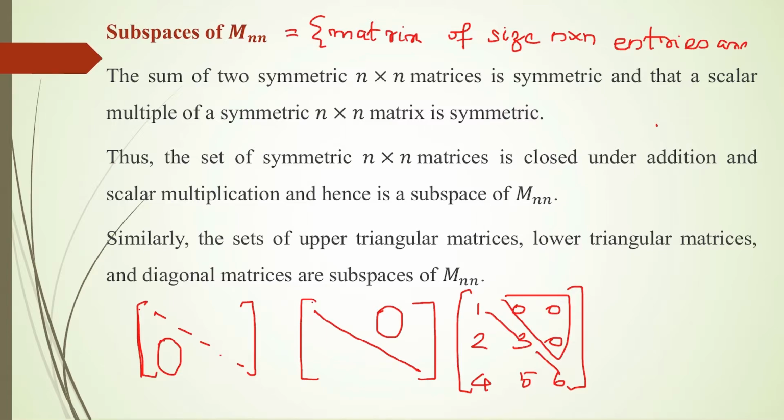Now the next one is the set of all diagonal matrices. Only the diagonal entries can be non-zero. Anything other than a diagonal entry is 0. Such matrices are known as diagonal matrices. If you add two diagonal matrices, you will get another diagonal matrix. And if you multiply a diagonal matrix with a scalar k, still you will get a diagonal matrix. So the collection of all diagonal n by n matrices forms a vector subspace of Mn, since it is closed under addition and scalar multiplication.